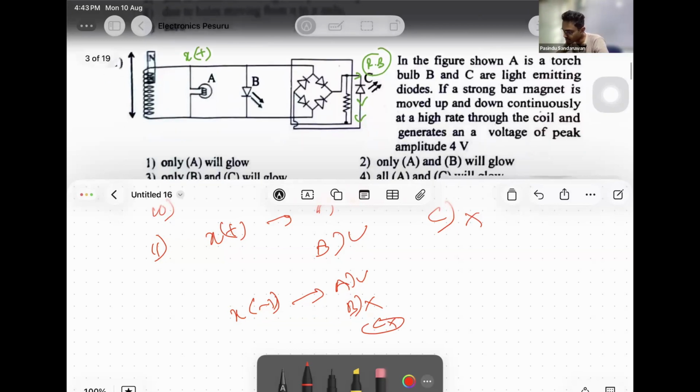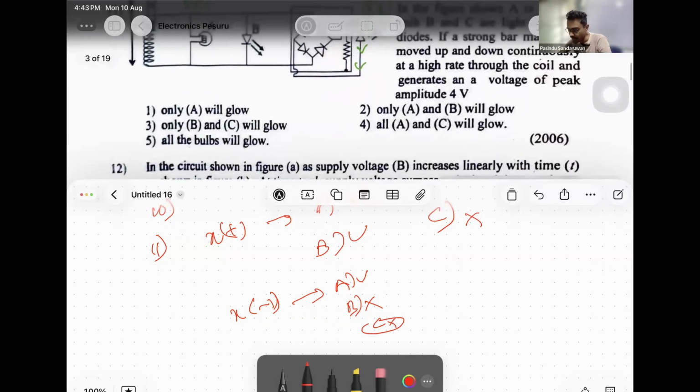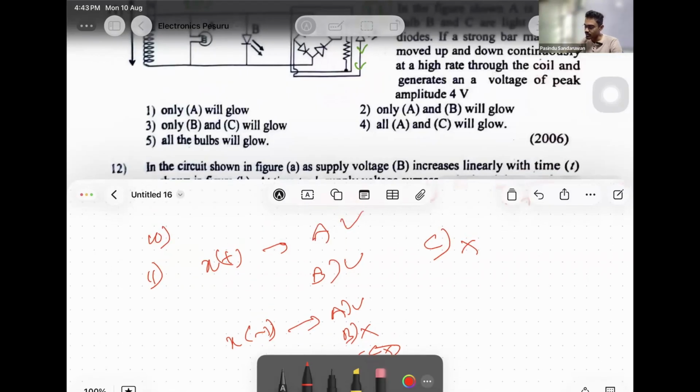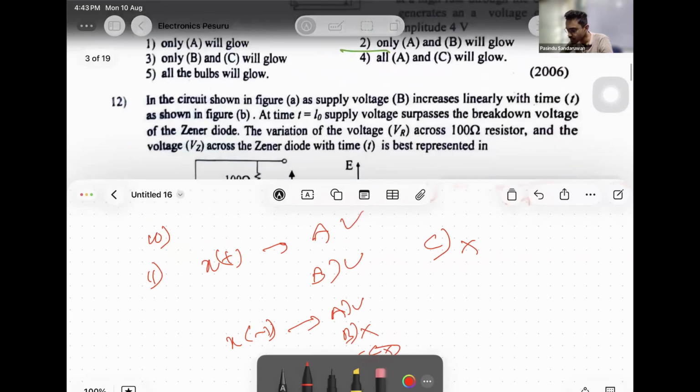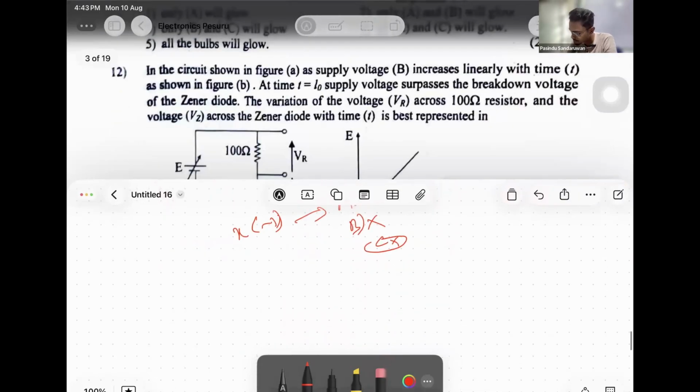Then the question is, which ones glow? Both A and B glow somehow, but C is not glowing at any of the instances. Then only A and B will glow. B is glowing at least in one instance. So B glows.